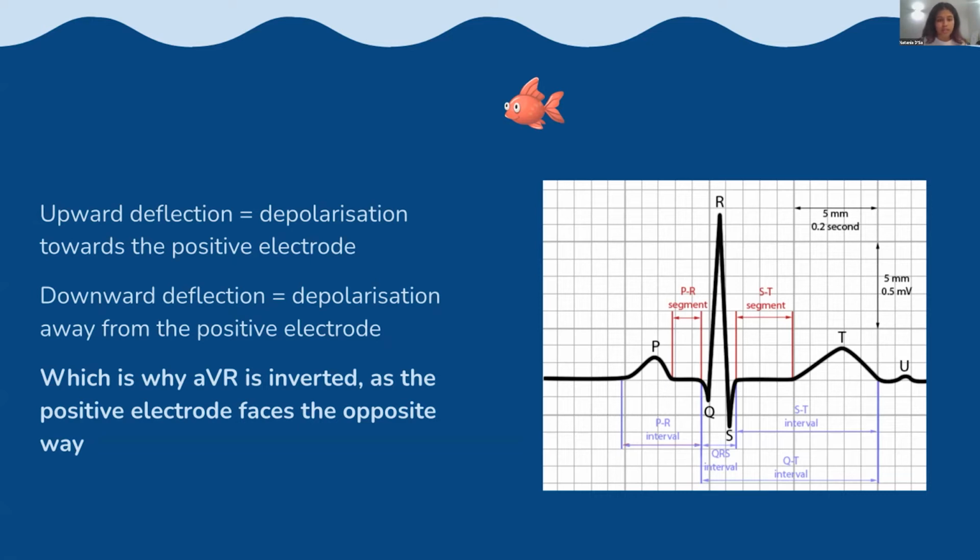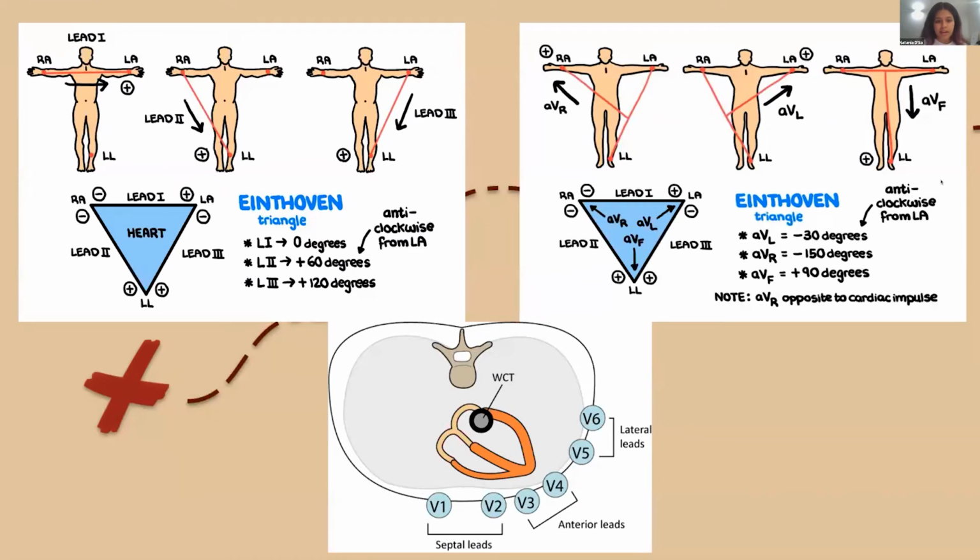So if we just go to the slide beforehand, sorry. You can see here that AVL is going towards the positive electrode on the left side. AVF is going downwards, but it's not explicitly going to the other side. Oh, no, sorry, my bad. AVR is going to the other side, but it's still going towards the positive electrode, whereas with AVF, we're going downwards for the positive electrode. So when we're recording it, it actually comes up as inverted in comparison to the rest of them.